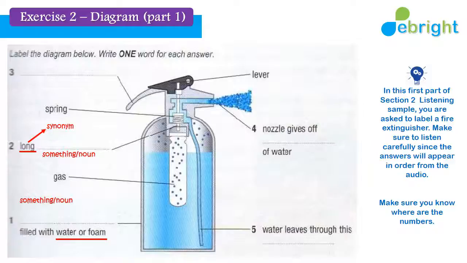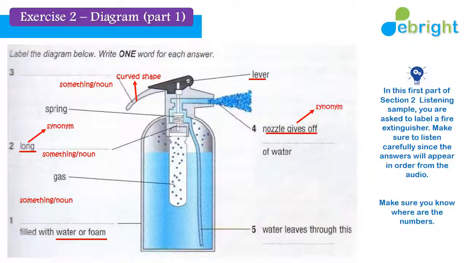when the audio is playing. And number 3, you've got a curved shape over there. So once again, because this is labeling a diagram part, everything is in the form of a noun. You need something, or a noun, for number 3. And then for number 4, you've got the keyword lever over there, and you've also got nozzle, gives off. So whenever you listen for the word nozzle or the synonym of gives off, you should be ready to answer number 4. Nozzle, gives off, or the synonym of water. So in between, you should write the correct answer while the audio is playing.